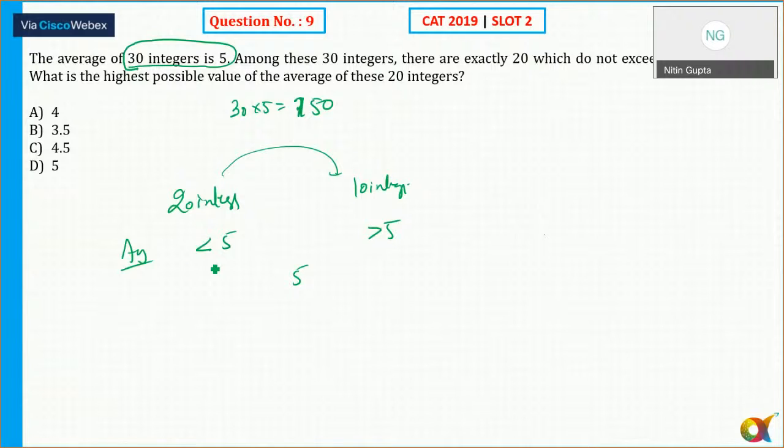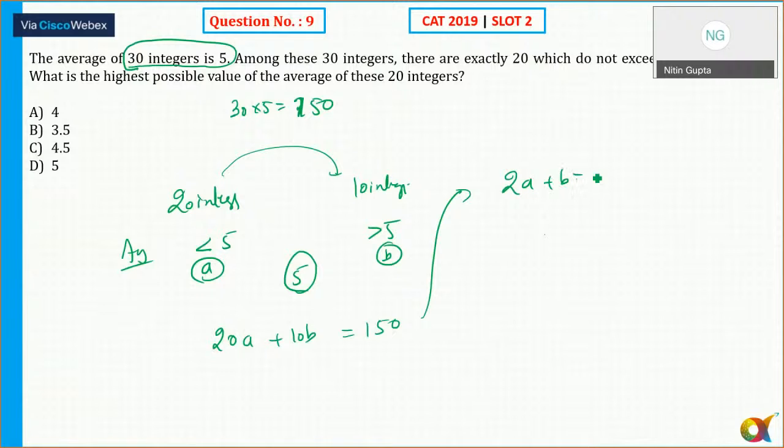It is equal to A. And the average of these 10 integers is B. And the total of these 10 is 5, which is given to us here. So what can I say here? We can say that the total, 2a plus 1b, is equal to 150.